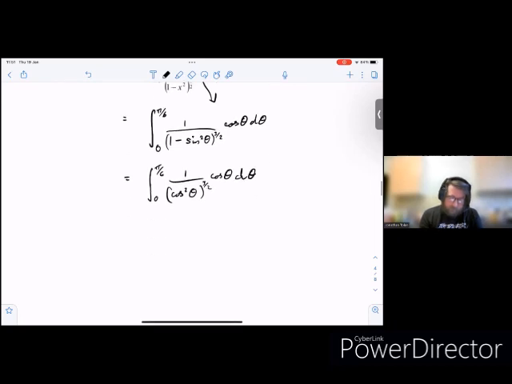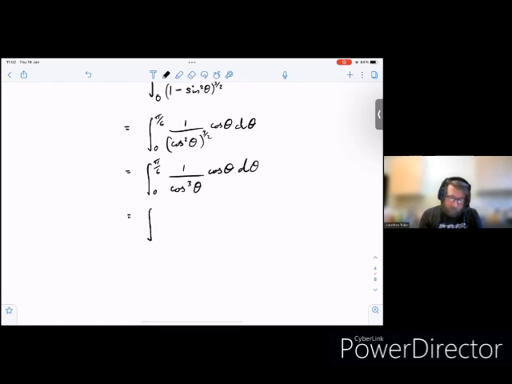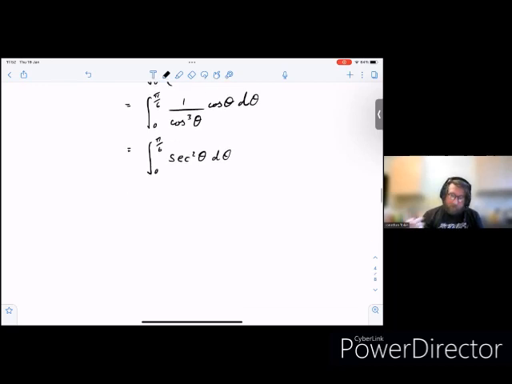And cos squared to the 3 over 2 is cos cubed. And the cos cubed cancels with the cos, to give us 1 over cos squared, which is sec squared. This is a standard integral. It's in the formula book, but it's one that I'd recommend memorizing. When we differentiate tan, we get sec squared. So when we integrate sec squared, we get tan.